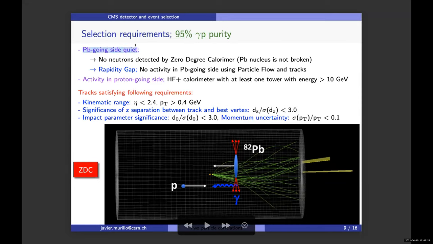We require the proton-going direction to be quiet, which is this side. The lead nucleus is not breaking, and the activity goes into one side. We ask for the hadronic forward calorimeter to have at least one tower with an energy of 10 GeV. And we ask for a huge rapidity gap that ensures there's no activity in the lead-going side, plus a lot of requirements over the tracks.